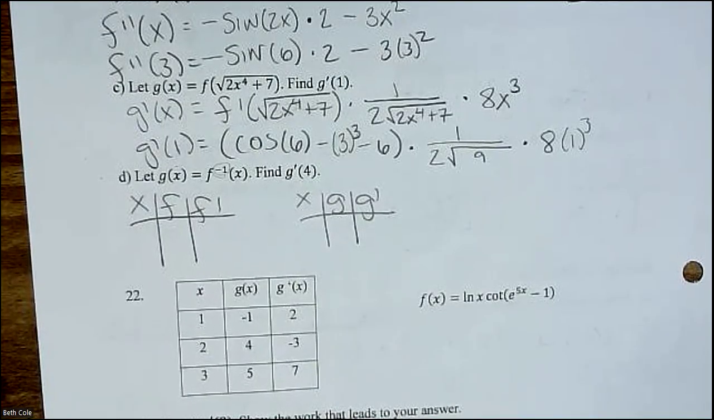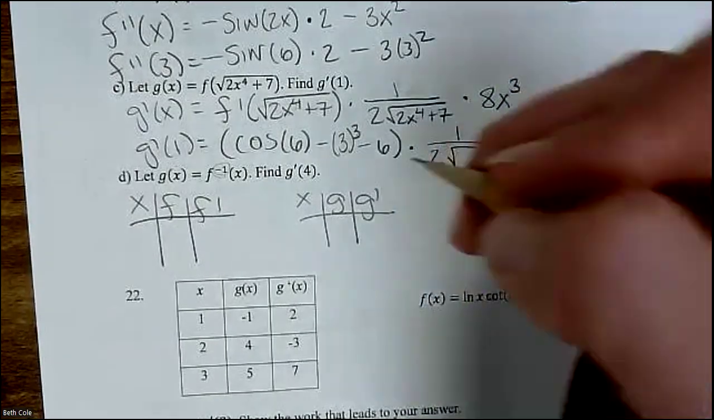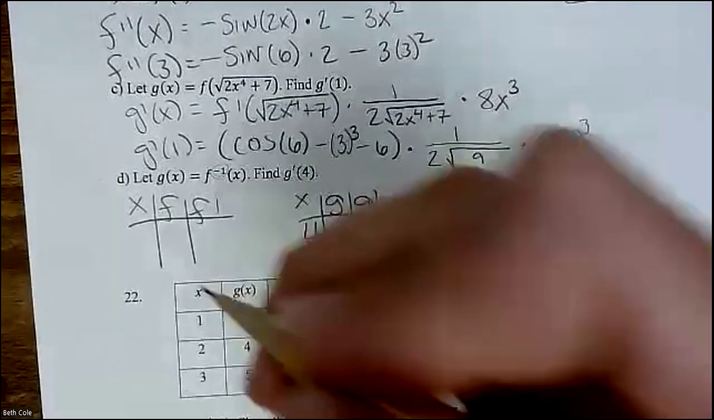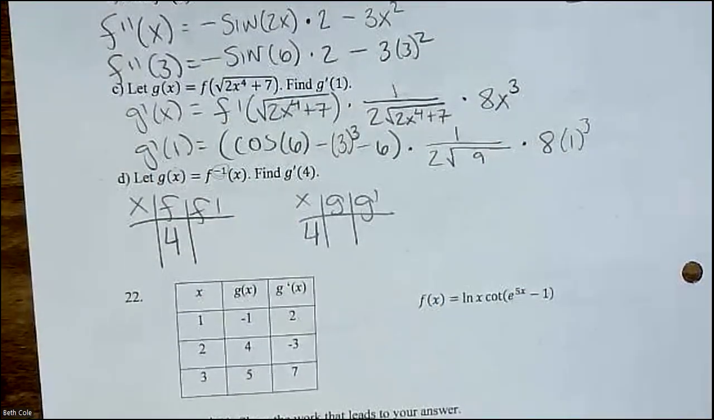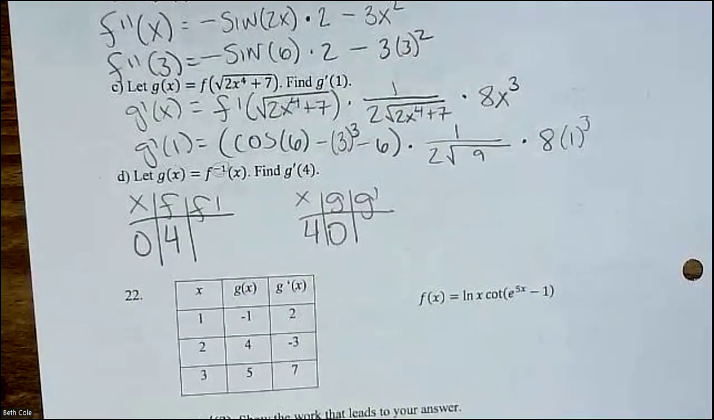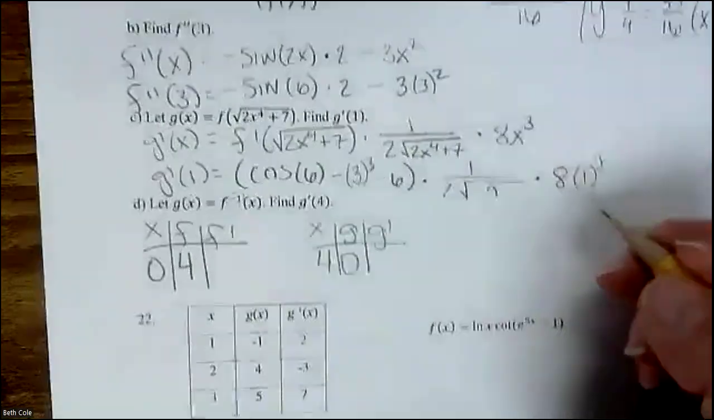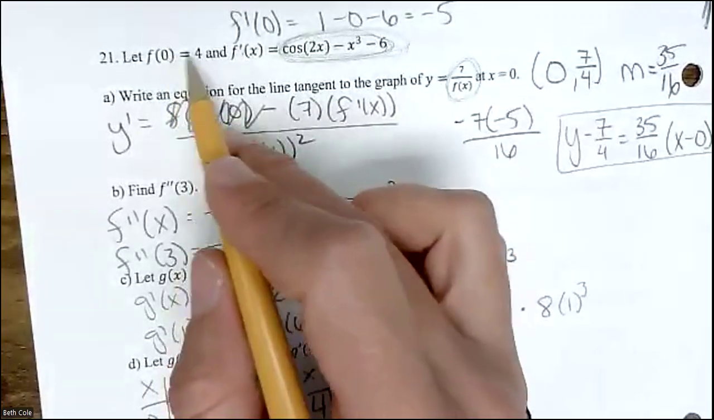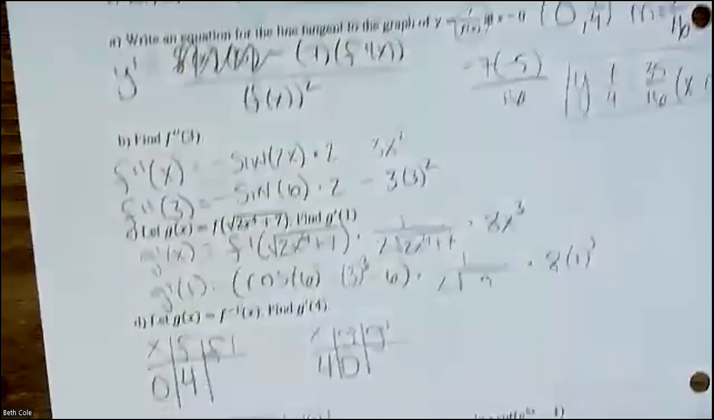All right, we want g prime of 4. Where's 4 go? X, yeah, that's your input there. Oh, hold on, you're super quick. That's cool. So it is 0. Why is it 0? Read the question. F of 0 is 4. It was given information. They tell you.